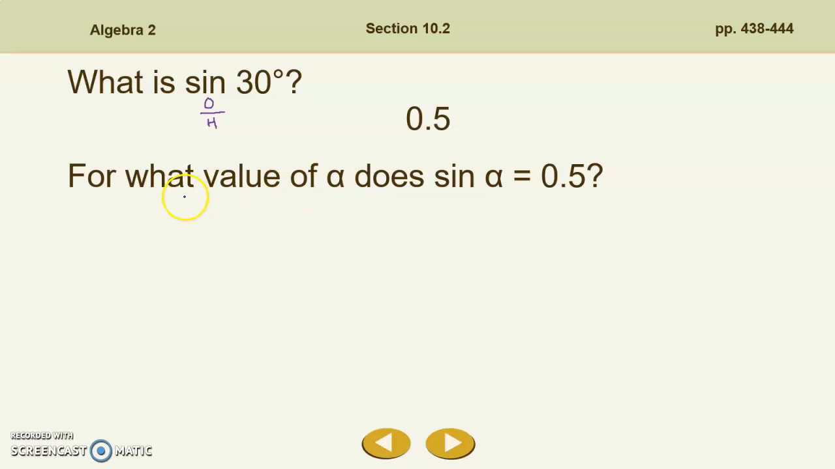Now, the inverse of that is sometimes we're given the ratio and we have to find the angle. So for what value of A or alpha does sine alpha equal 0.5? Now I want to know what angle has an opposite over hypotenuse ratio of 0.5. To enter that into your calculator, you're going to use the inverse sine button. When you put that in, you get 30 degrees.